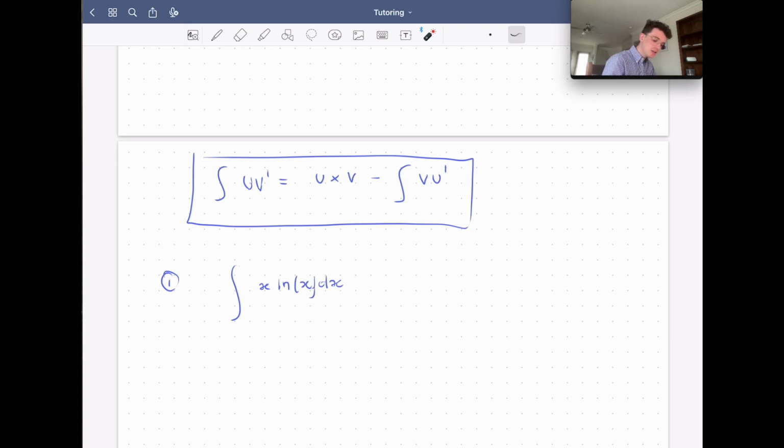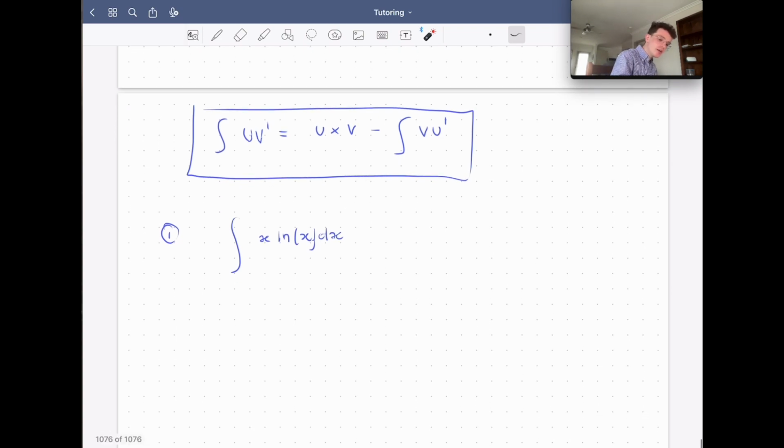So the integral of x ln x. We're going to write this, and I like to call integration by parts the v method. So we're going to say u dash, v dash, and v.